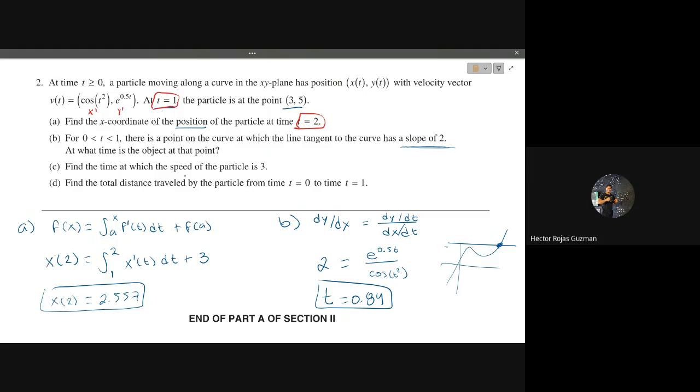Find the time at which the speed is 3. So we need to know our speed formula. Yeah, if you don't have that, make sure you make flashcards.